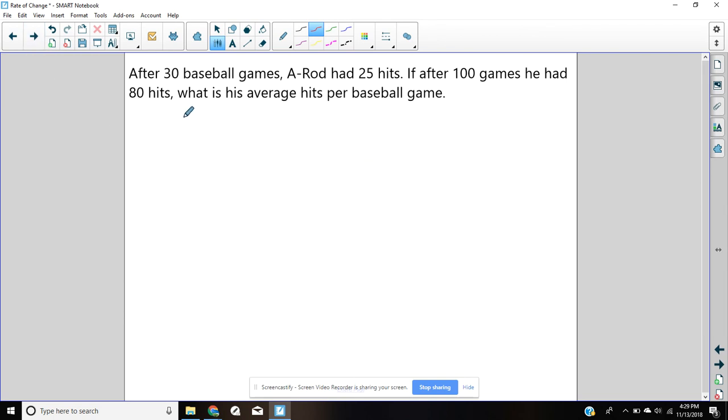Next example. After 30 baseball games, Alex Rodriguez hit 25 hits. After 100 games, he had 80 hits. So again, our time unit is not an actual measurement of time like seconds, minutes, or hours. In this case, we're talking about a time unit of games. So he had 100 games and he had 30 games. That's our time that has passed. How much time is that? Time passed in a measurement of 70 games.